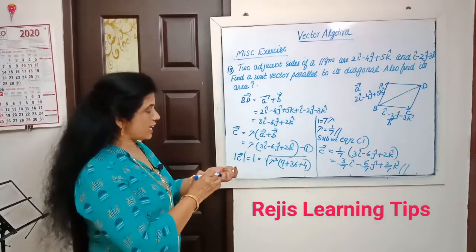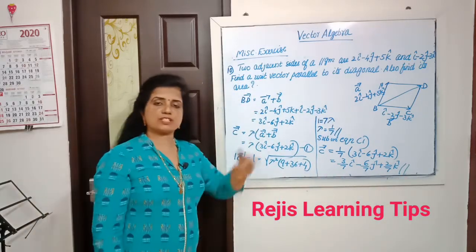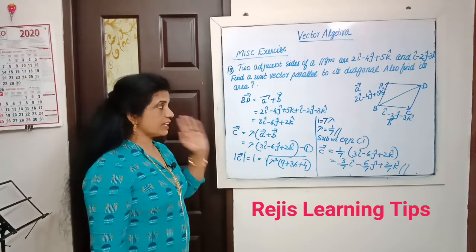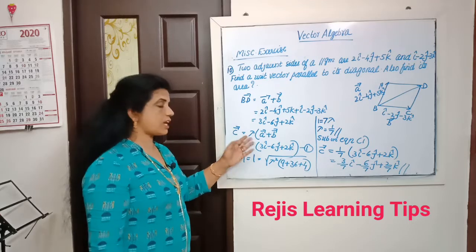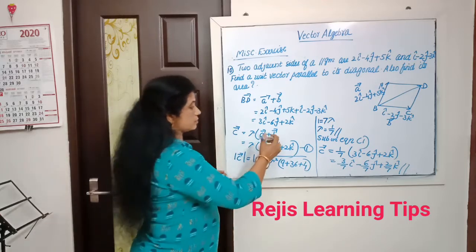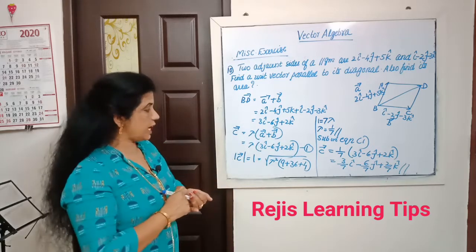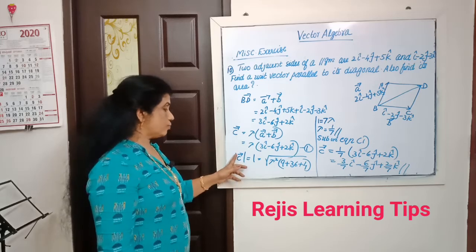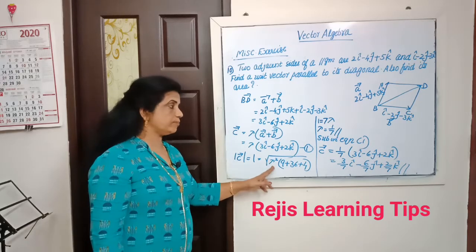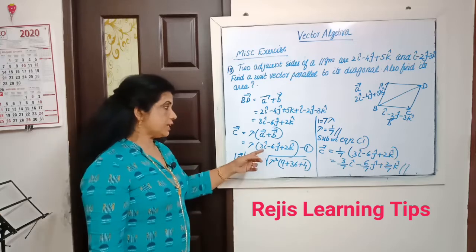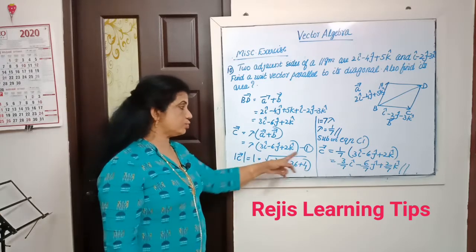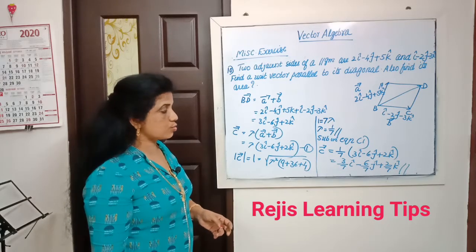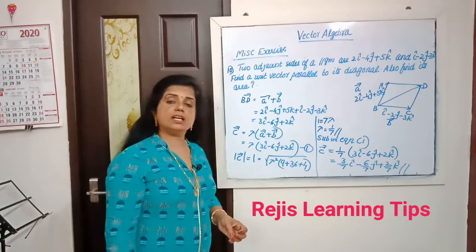Understood? First we should find the diagonal. Diagonal means vector A plus vector B. Then a vector parallel to its diagonal, that is vector C, is lambda times vector A plus vector B, that is lambda times 3i cap minus 6j cap plus 2k cap. That vector is a unit vector, so magnitude of vector C is equal to 1. From there we find lambda, which is 1 by 7. Then 1 by 7 into 3i cap minus 6j cap plus 2k cap gives 3 by 7 i cap minus 6 by 7 j cap plus 2 by 7 k cap.